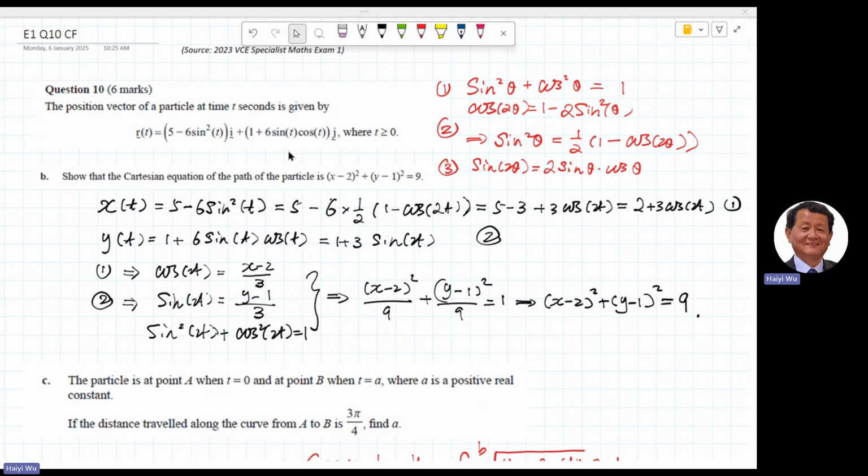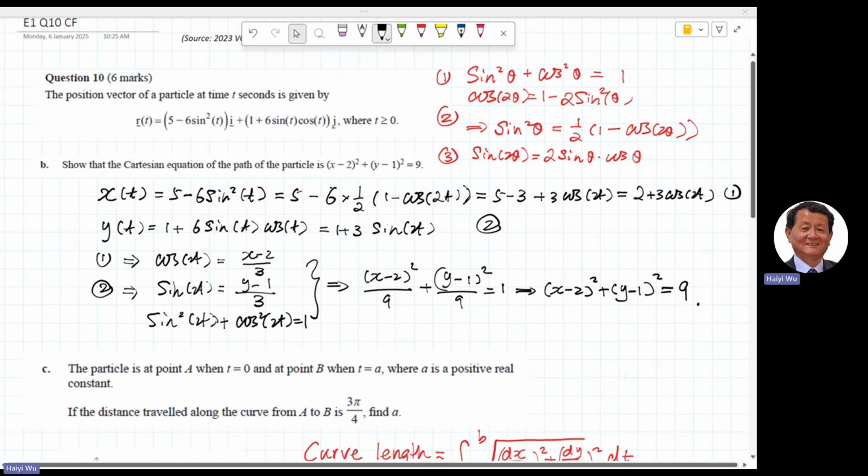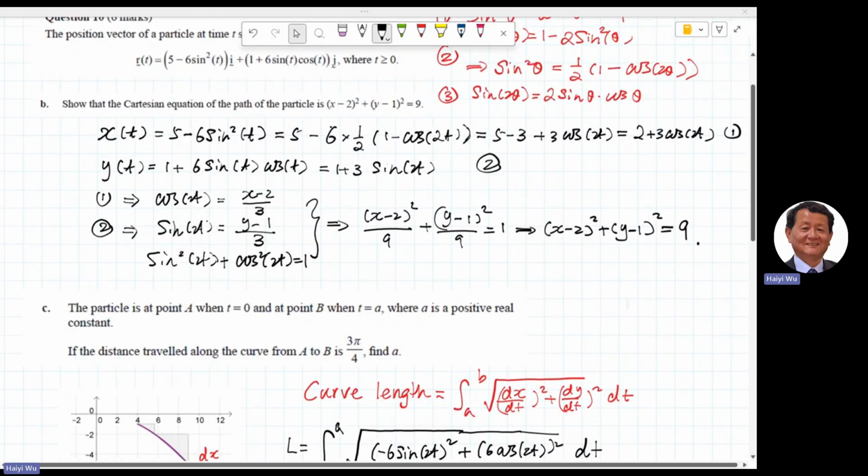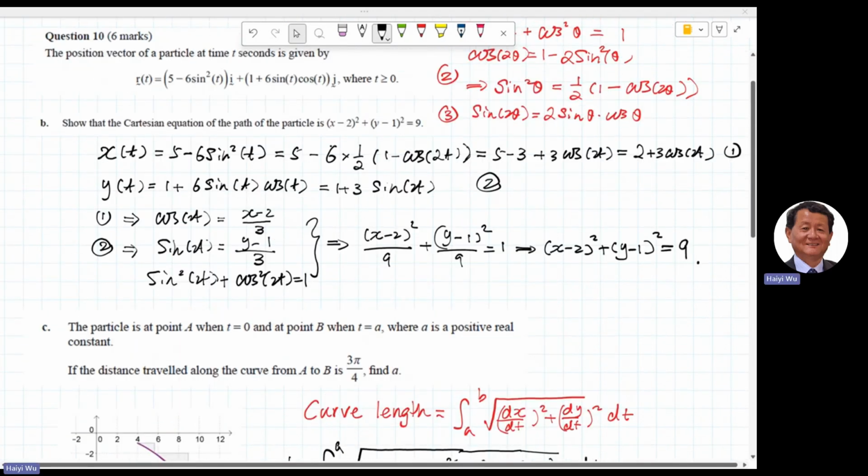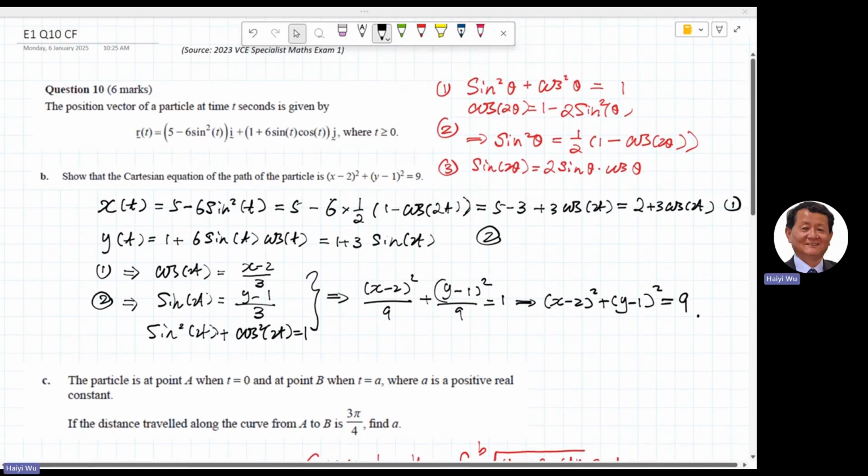All right, today we're going to explore question 10 of the 2023 VCE Specialist Math Exam Paper 1. This question consists of several parts, and I'm going to do three of them: B, C, D. First, I'm going to revise some of the formulas we're going to use.